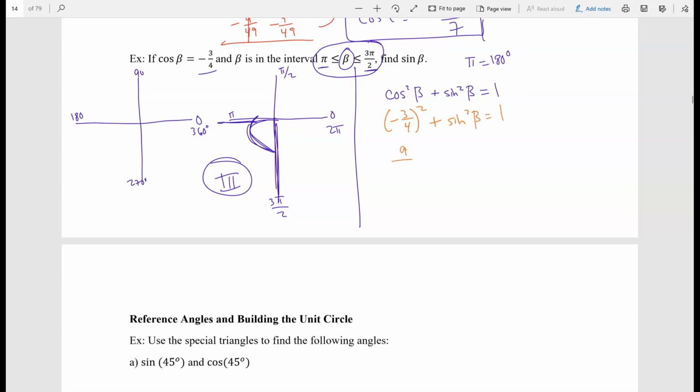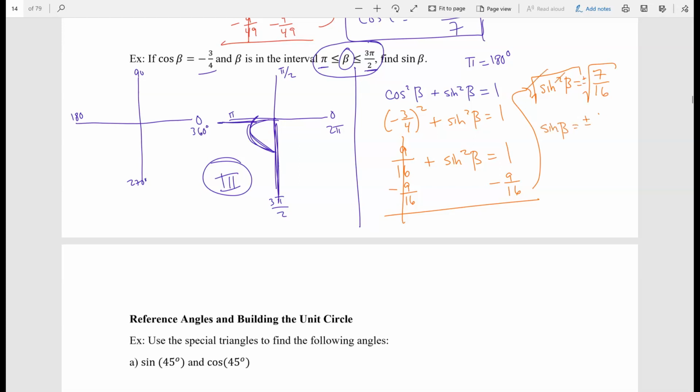This is going to give me 9 over 16 plus sine squared beta is equal to 1. We're going to subtract 9 over 16, so we end up with sine squared beta is equal to, let's put that in our calculator, 1 minus 9 over 16. That's going to give me 7 over 16. Now we're going to take the square root of both sides. But when I apply a square root, remember that you also have to add plus or minus. So sine of beta is equal to plus or minus square root of 7 over square root of 16, which is just 4.